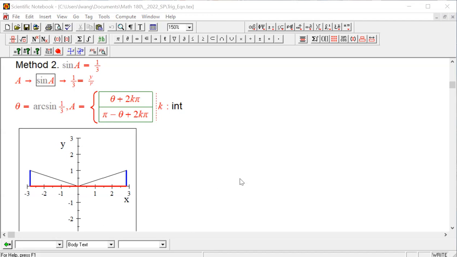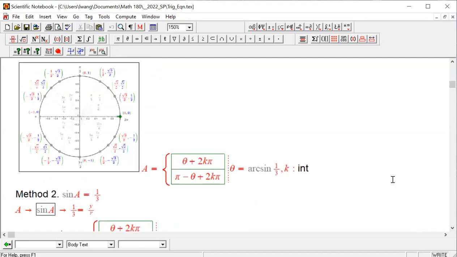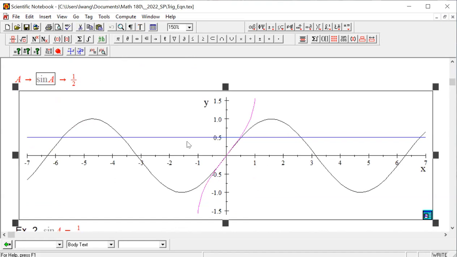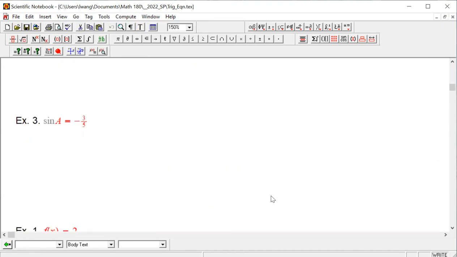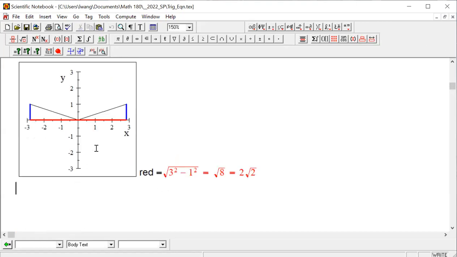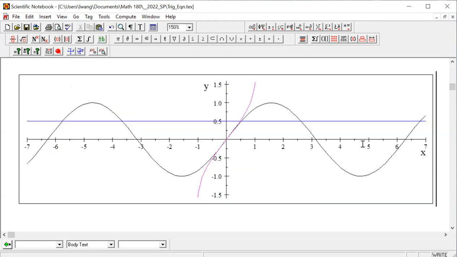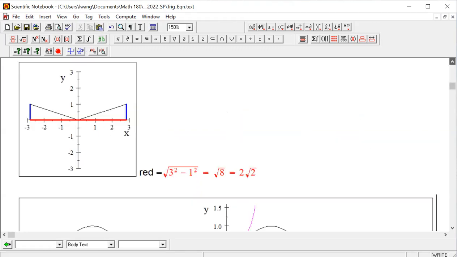Now you come to the third method. The third method is very interesting too. But here I want to borrow the previous picture. Why? Because I want you to see the similarity. That's why. Okay, method 3.